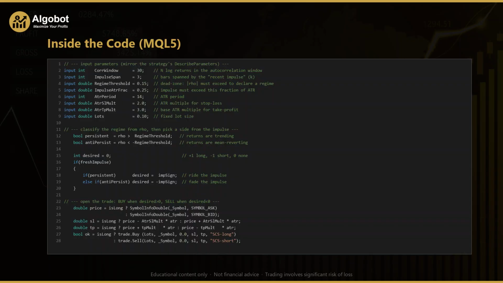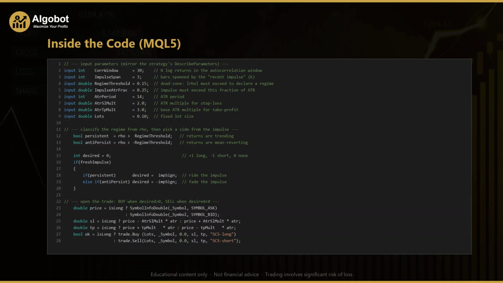Let's look at the actual MetaTrader 5 code on screen, just as you'd see it in MetaEditor. At the top are the input parameters. CorrWindow, defaulting to 30, sets how many log returns go into the autocorrelation calculation. ImpulseSpan, defaulting to 3, sets how many bars the recent impulse covers. RegimeThreshold, at 0.15, is the dead zone the reading must clear to declare a regime. ImpulseAtrFrac, at 0.25, is the fraction of ATR the impulse must exceed.